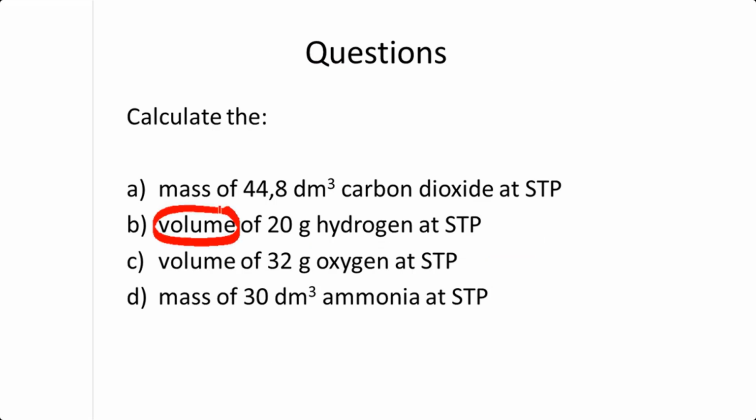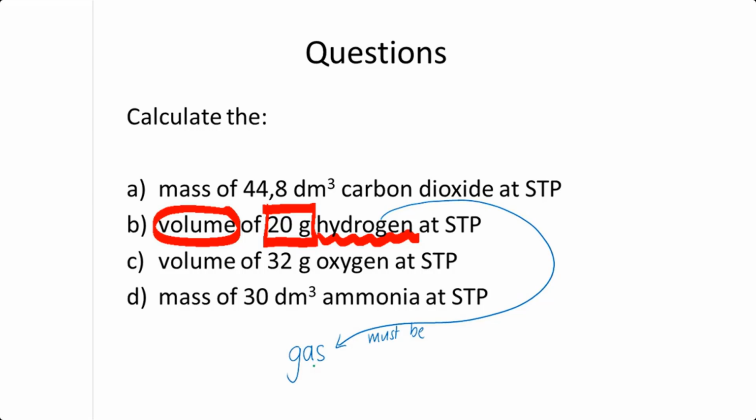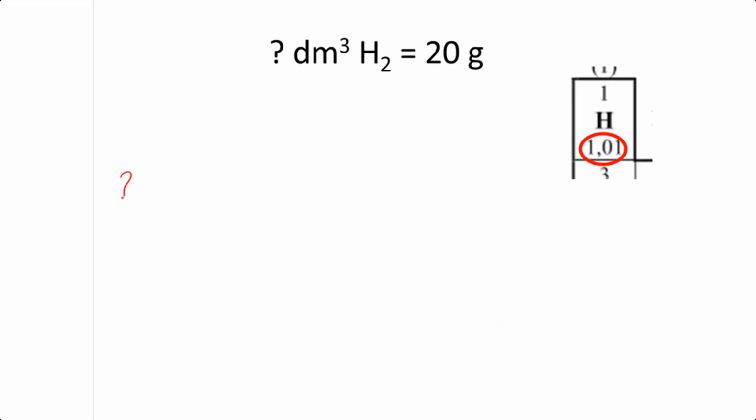What volume of hydrogen has a mass of 20 grams? Now be careful, we're speaking about hydrogen gas. So that's not H. Even though it doesn't specify what the formula is, we know that if we're speaking about volume of hydrogen, it can only be the gas. And the gas form of hydrogen has a formula H2, not H. So we write this in our equation form. How many decimeter cubed H2 equals 20 grams H2.